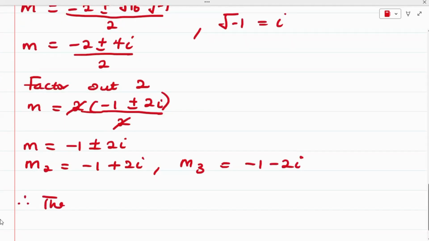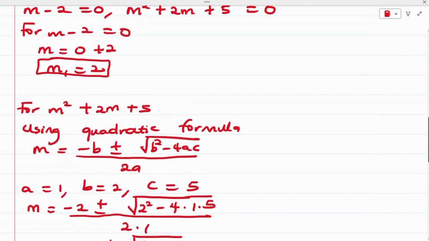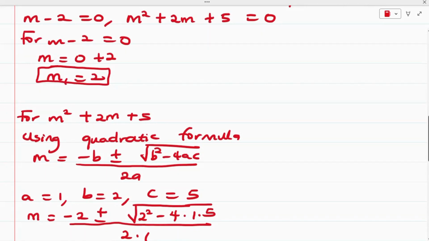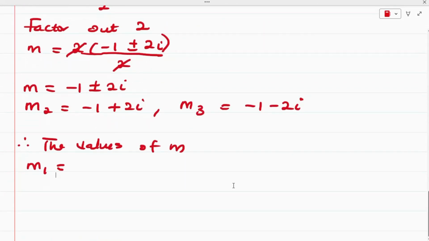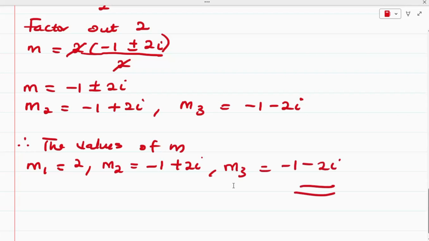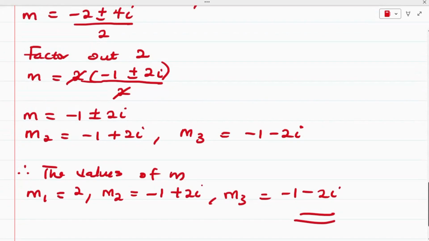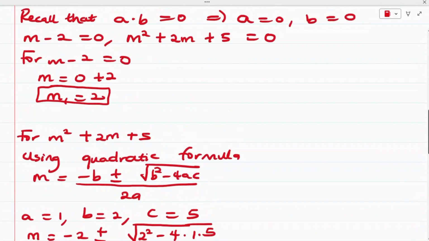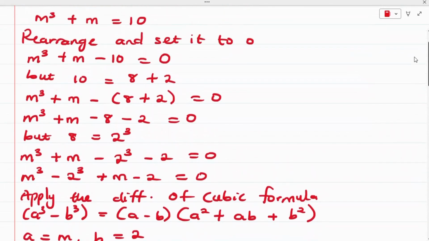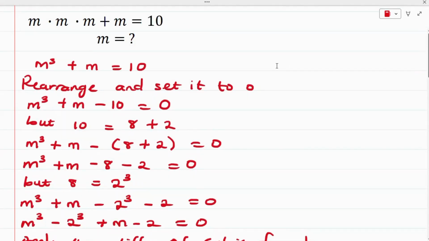Therefore, we can say that the values of m are given as follows. Let's go back right here for the first value of m, where m1 is equal to 2. So m1 is equal to 2, m2 is equal to negative 1 plus 2i, and m3 is equal to negative 1 minus 2i, and these are the values of m. So right here guys, this is how you can easily solve this question that says m multiplied by m plus m is equal to 10, and we have been able to get the values of m.